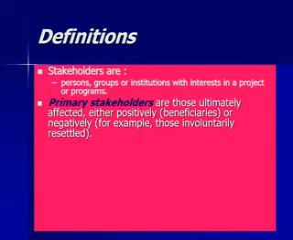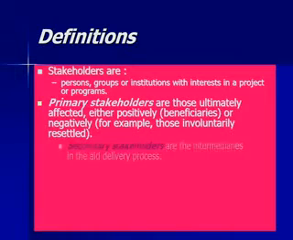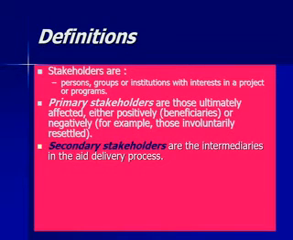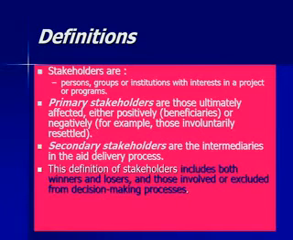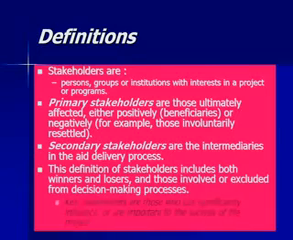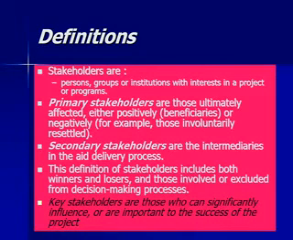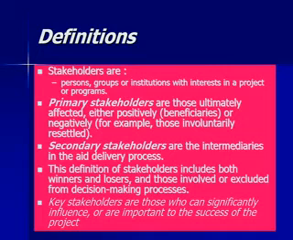Then there are people who are not directly but indirectly affected. They are called secondary stakeholders, intermediaries in the aid delivery process. The definition of stakeholders includes both winners and losers, and those involved in or excluded from decision making processes. Key stakeholders are those who can significantly influence, or are important to the success of, the project.